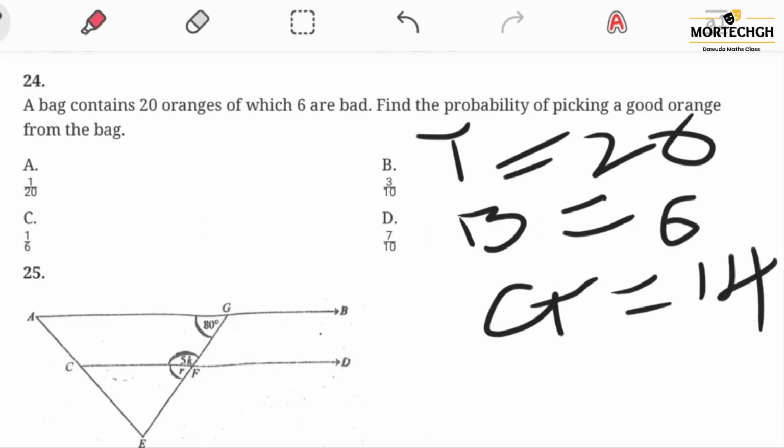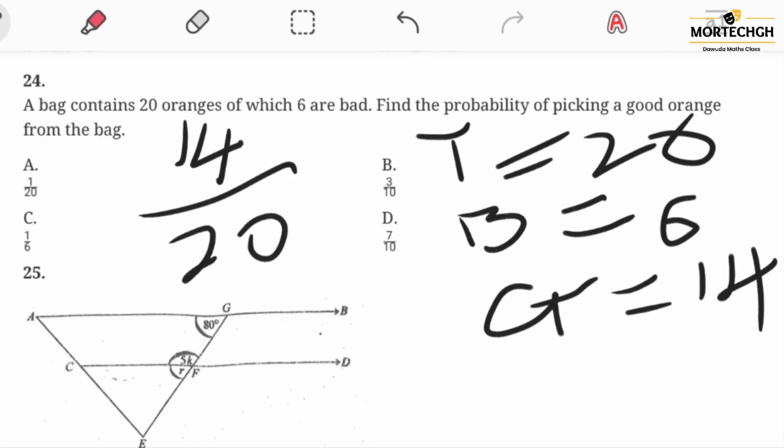So now they say find the probability of picking a good orange from the bag. To find that probability, you have to first of all take the good oranges over the total number of oranges. That gives you the probability of finding a good orange from the bag. So the good oranges are 14, divided by the total number of oranges, which is 20. Then 14 divided by 20.